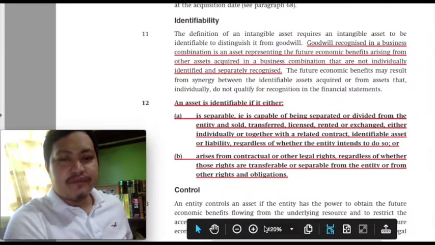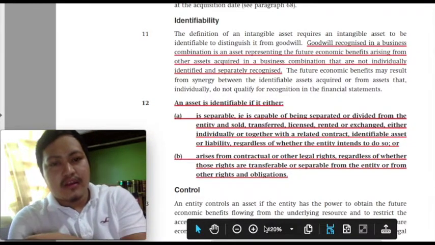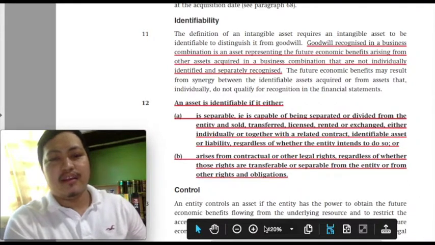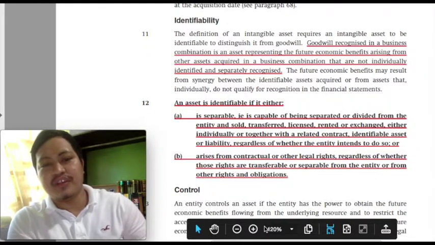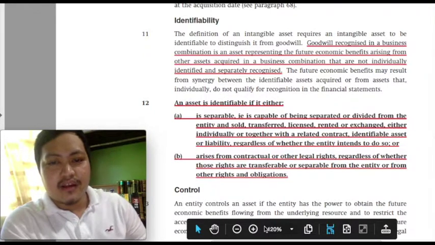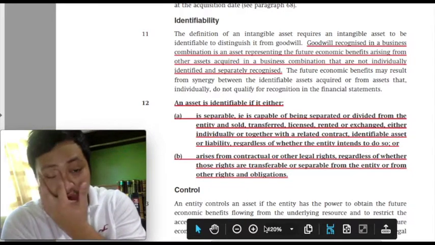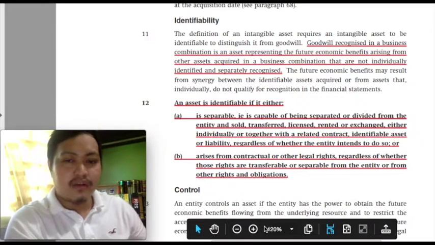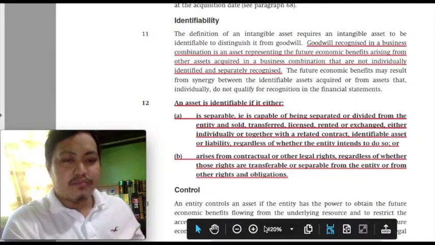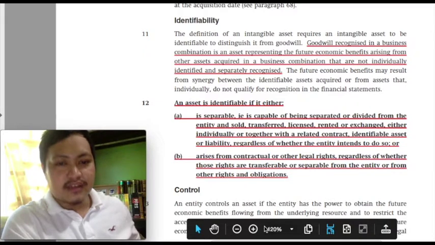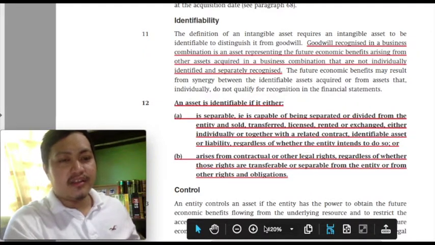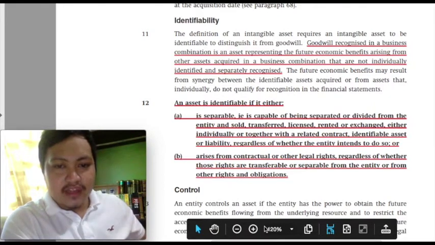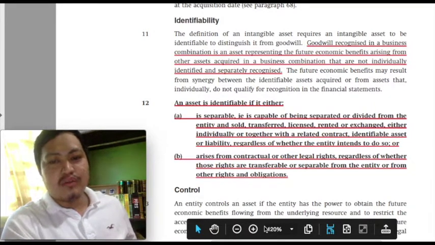An asset is identifiable if it is separable. That is, if it is capable of being separated or divided from the entity and sold, transferred, licensed, rented, or exchanged either individually or together with a related contract, identifiable asset or liability, regardless of whether there is an intention on the part of the entity to dispose or transfer the asset. Okay, as long as it is capable, it does not have to be the intention of the entity. Second, if it arises from a contractual or other legal right.